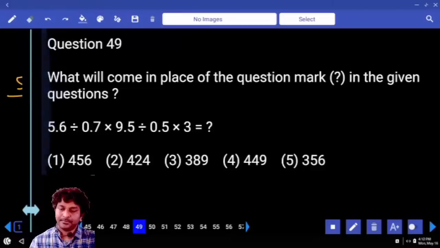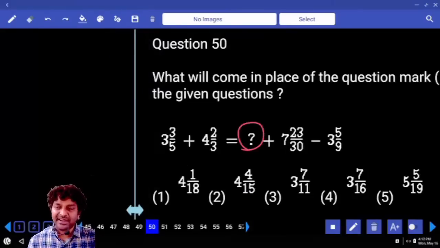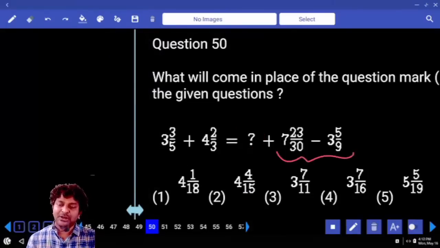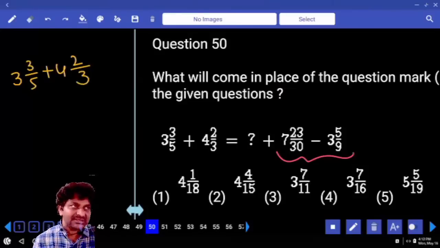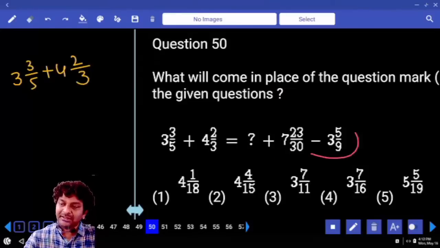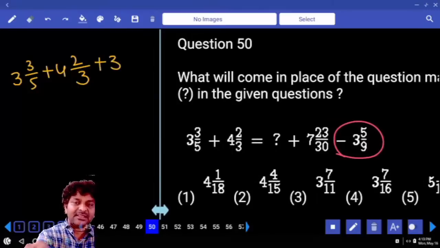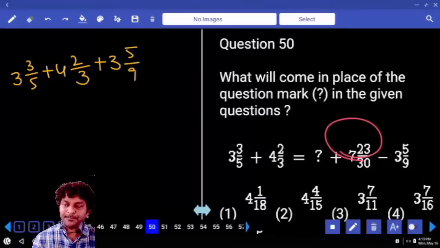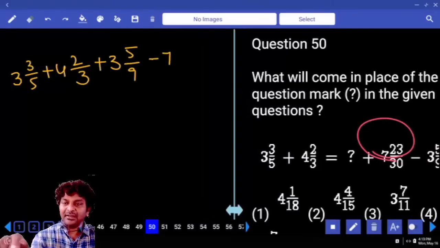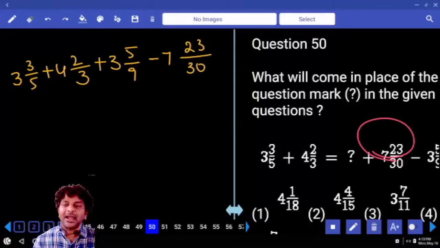Next, your x is on the right hand side, right? So on the right hand side, these two numbers come to the left hand side, and then they become 3 by 5 plus 4 by 3. These are the original numbers on the left hand side. Next, let's take this one to the left hand side first, because it becomes positive, plus 5 by 9, and then when this comes to the left hand side it becomes minus 23 by 30. Correct?